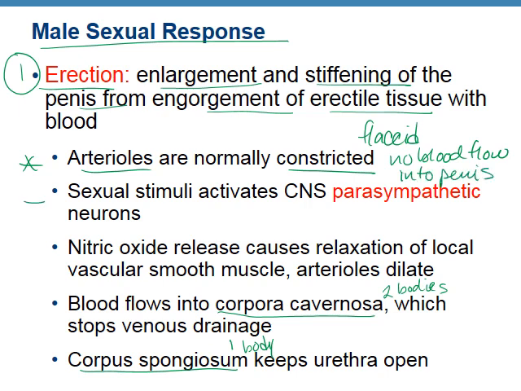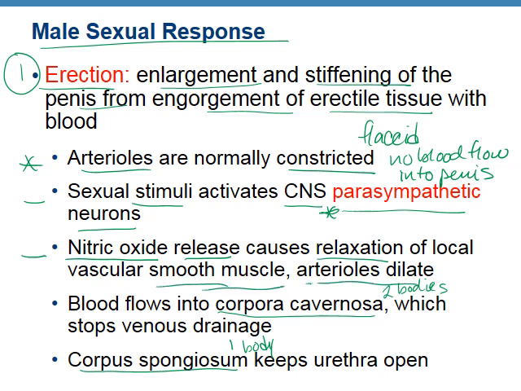Okay, so next, upon stimulation, so some sort of sexual stimulation, it could be mental, physical, sight, smell, touch, or just thoughts, can activate the central nervous system and the parasympathetic neurons specifically. So you need to know that parasympathetic neurons are what cause erection. Those parasympathetic neurons are going to cause nitric oxide release, which causes the relaxation of the smooth muscle, and the arterioles dilate. So they were constricted here. Now they are dilated, and when the arterioles dilate, the penis fills with blood.